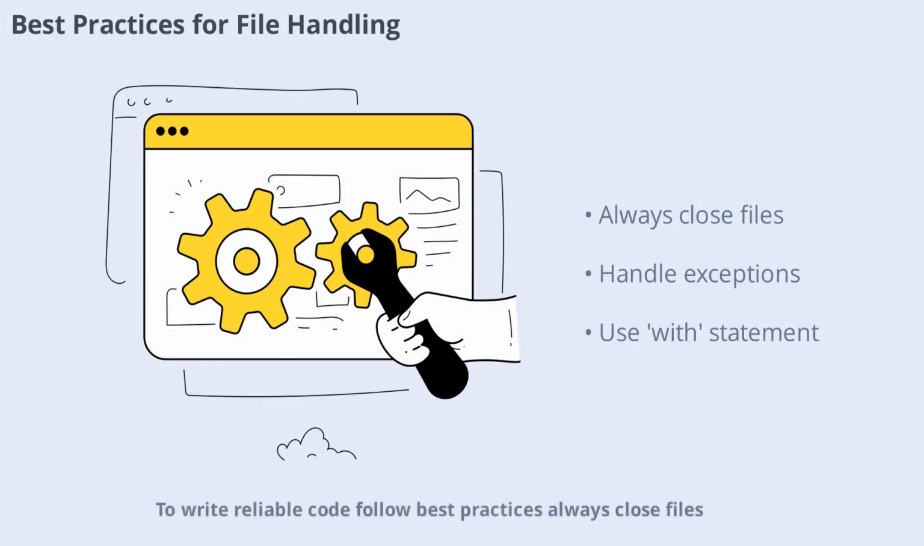To write reliable code, follow best practices: always close files, handle exceptions, use the with statement, and validate file paths. These habits prevent errors, data loss, and resource leaks, making your programs more robust and maintainable.